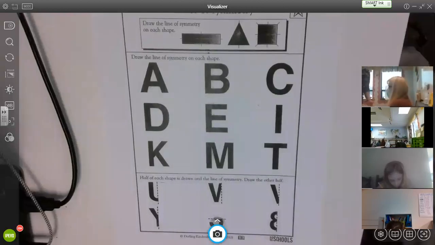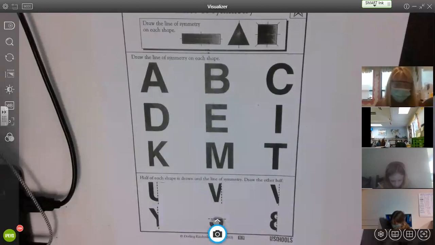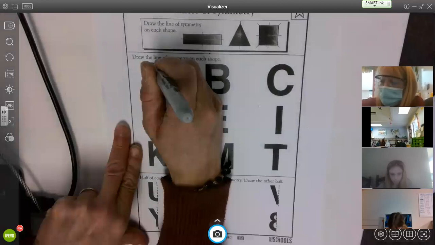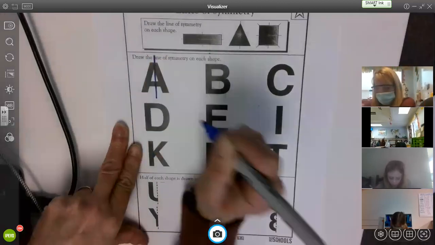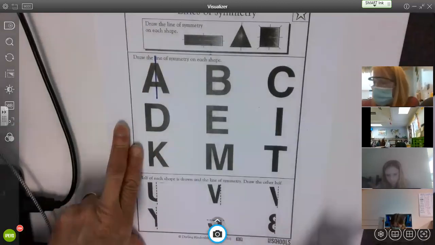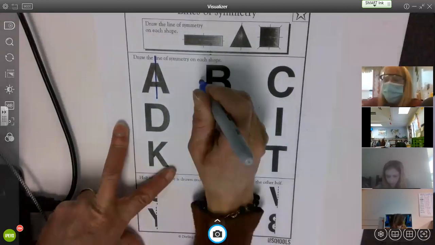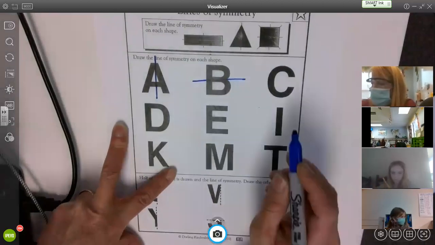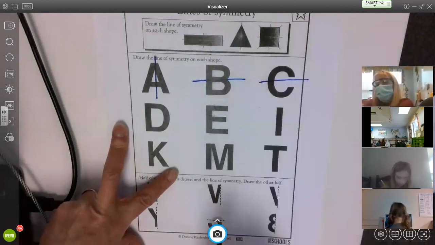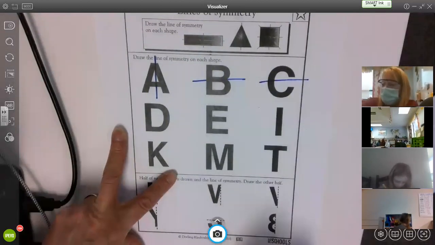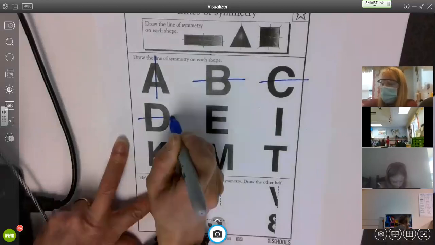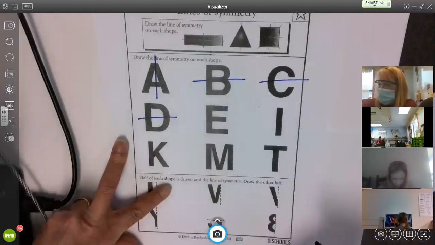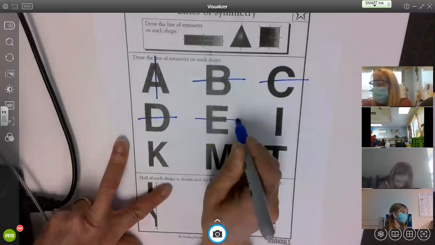All right, guys, we're going to do this together for time's sake. Looking at the letter A, you should have gone down vertically. For the letter B, you should have gone horizontally. For the letter C, this one has to go horizontal. If you go vertical, it will not match. Same with the letter D. Same with the letter E.